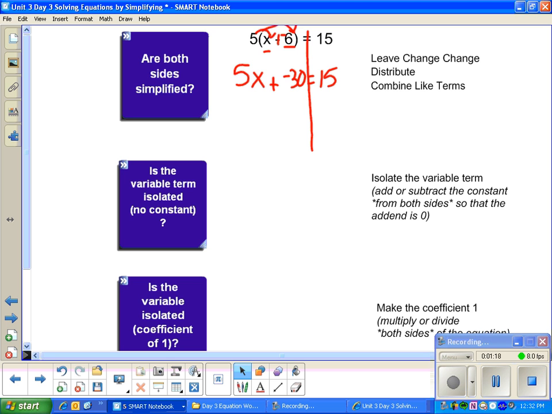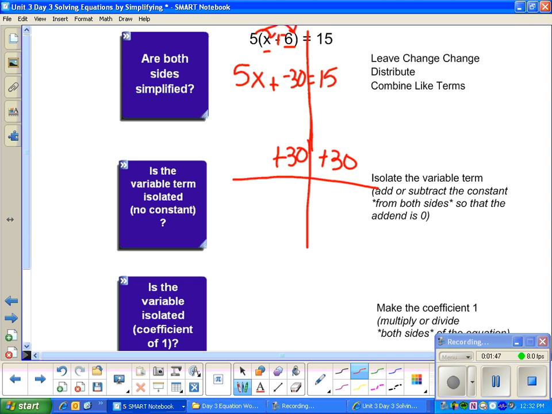Then I'm going to ask myself, is my variable term isolated? Which means, do I have anything that was added or subtracted to it? And look, I have this negative 30 here. So I've got to get rid of that, because I just want to have my variable term 5x by itself. So let's see. What is the opposite of subtracting 30, or adding negative 30? It would be to add 30. So I'm going to add 30 to both sides.